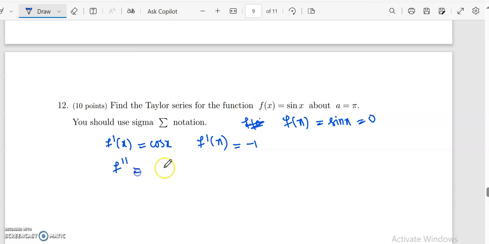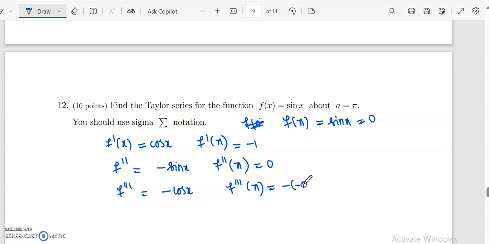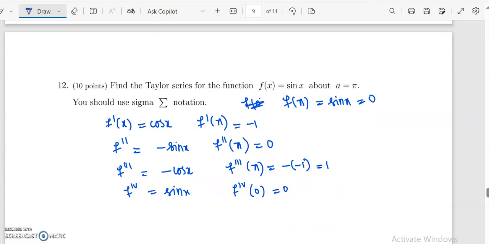Now the second derivative will be minus sin x. So f double dash of pi, again sin pi is 0. And the third derivative will be minus cos x. So the third derivative at pi will be minus of minus 1, so that will be equal to 1. Now the fourth derivative will be, derivative of minus cos is sin x. So we will again start with sin x and these values will continue. So f4 at pi will be equal to 0. Now the next value will be minus 1, then 0, 1, 0, and so on.